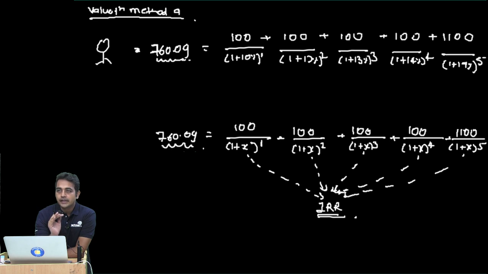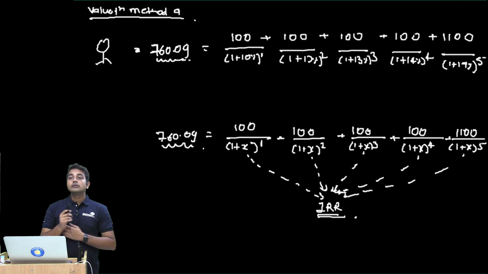Make your cash flow 0 as 760.09. Then cash flow 1 as 100. Frequency 1. 760.09 negative because the money is going out and 100 would be positive.